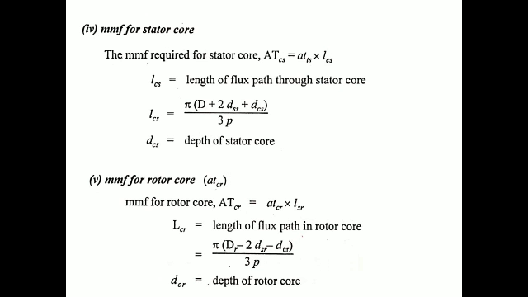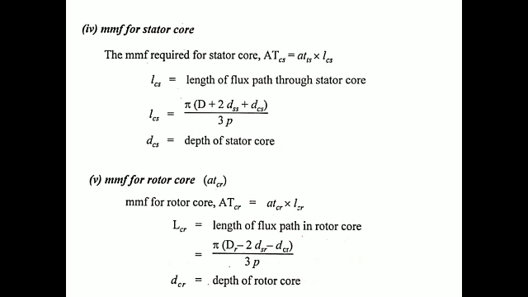So the LCR value is nothing but the length of the flux path in the rotor core. We had a formula here: pi into (Dr minus 2 Dsr minus Dcr) divided by 3p. Here, Dcr is nothing but the depth of the rotor core, and Dsr is nothing but the depth of the rotor slots. So that's all for the content. We had 5 formulas here.